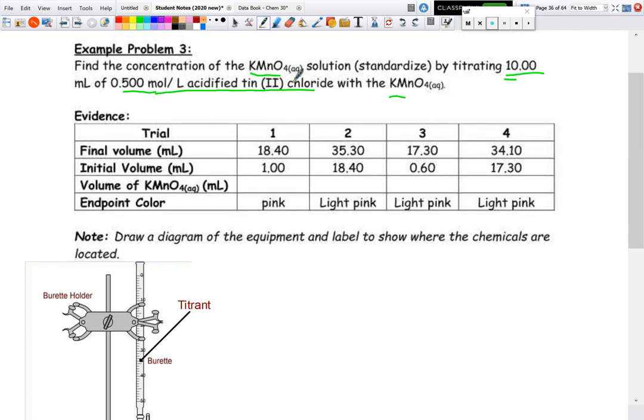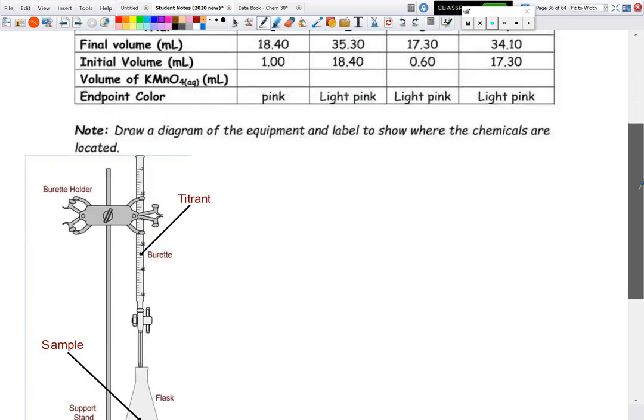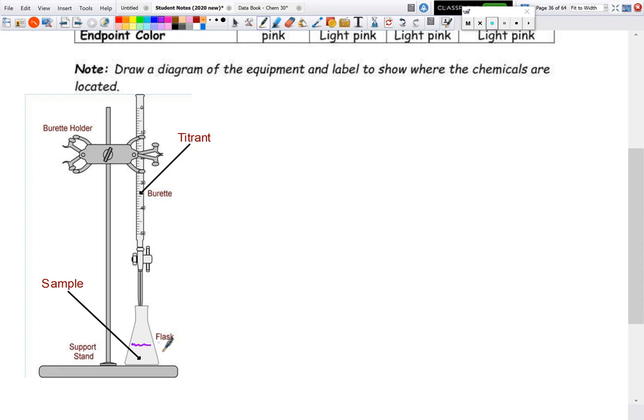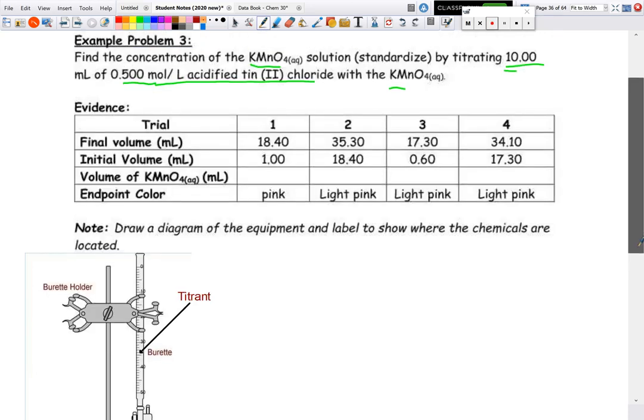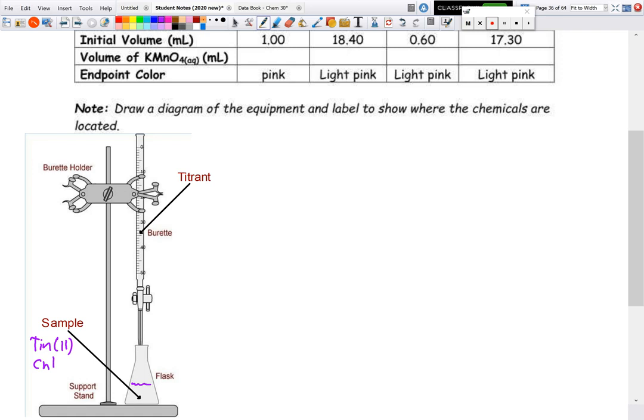Now, from reading here, find the concentration of KMnO4 solution standardized by titrating 10 milliliters. So that means if we titrate the sample, whatever's in here, our sample is our tin 2 chloride, acidified, is down here, and our titrant is the KMnO4.